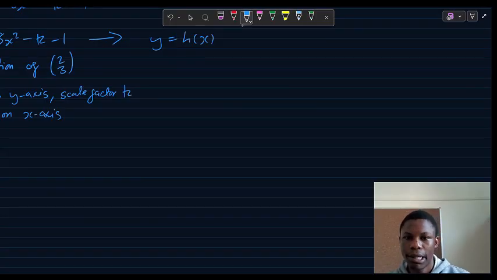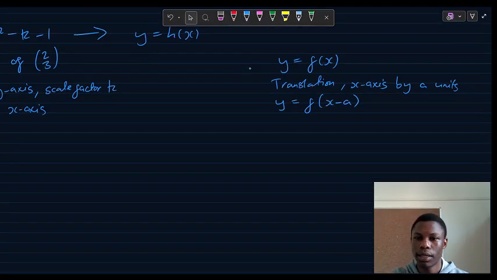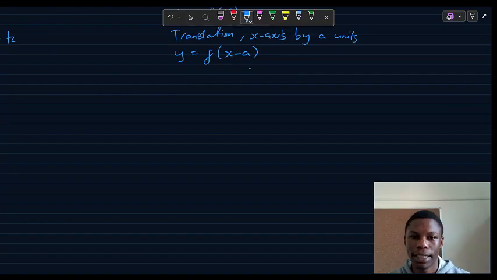transformations. If you're starting with a function of the form y equals f of x, and you apply a translation in the x-axis by a units, positive a units by the way, this becomes y is equal to f of x minus a. All right, so that's translation in the x.